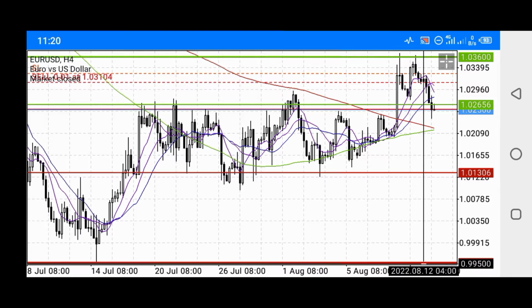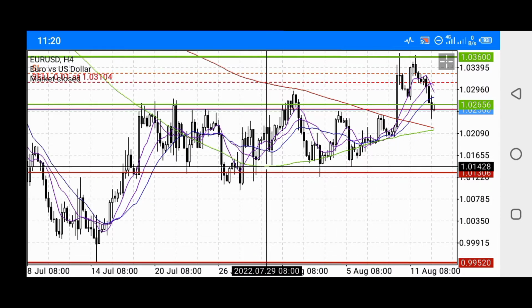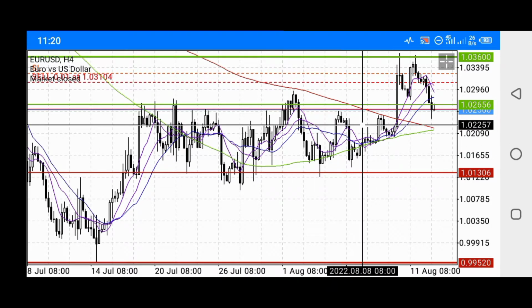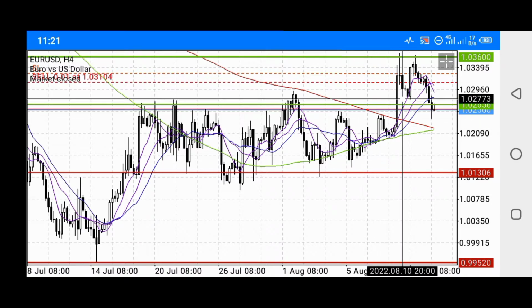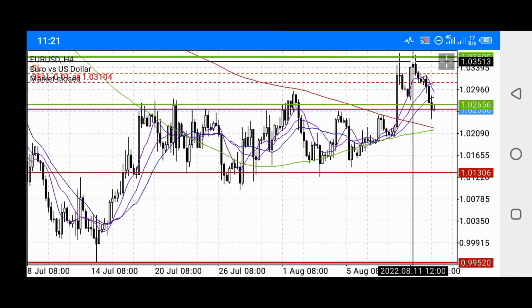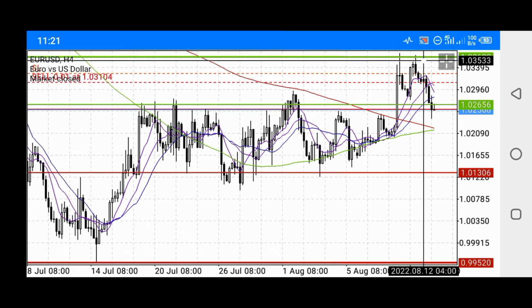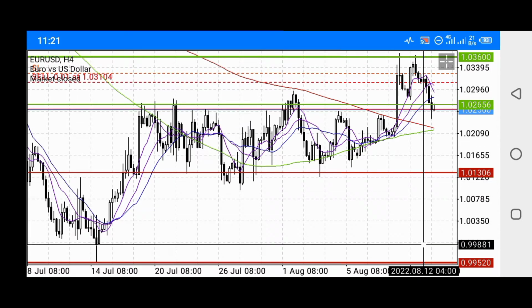this major support level. So let me explain what you should do this week, how you should trade the EURUSD. As you can see, my bias is on sell because I believe that this level has rejected price, and price is likely to fall all the way down to this point.